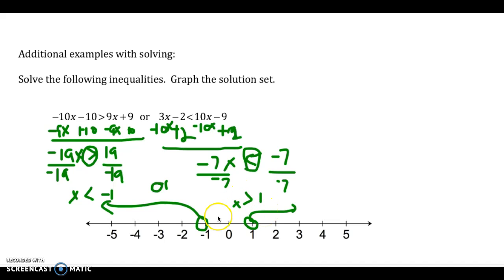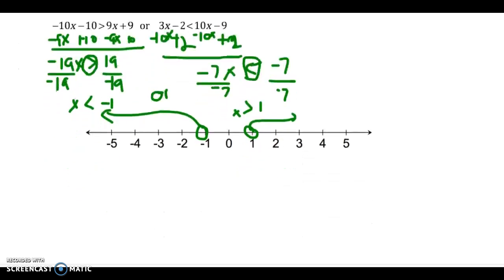So then when we go to graph it, we graph this over here. So it's x is less than -1. So that's anything from here over. Or x is greater than 1. And we can pick from here. So you're kind of picking from either side of this little system here.